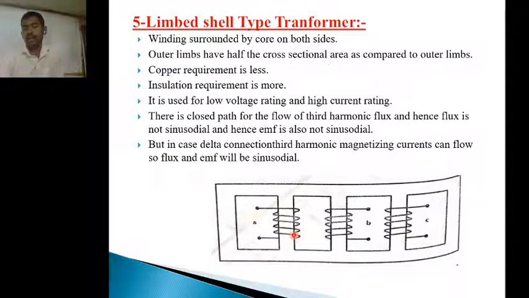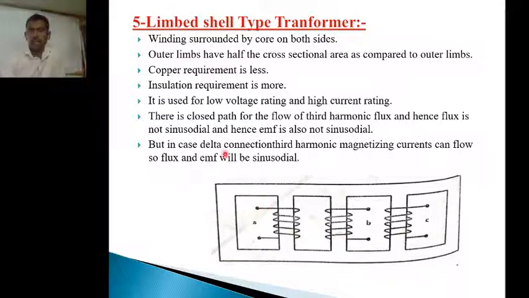Why? Because we have to provide the insulation for the primary winding to the core and the secondary winding to the core, not only between the LV winding and HV winding. And it is used for the low voltage rating and high current rating. So as we said, the shell type single phase transformers can be used for the low voltage rating and high current rating. So these are also used for the low voltage rating and high current rating.